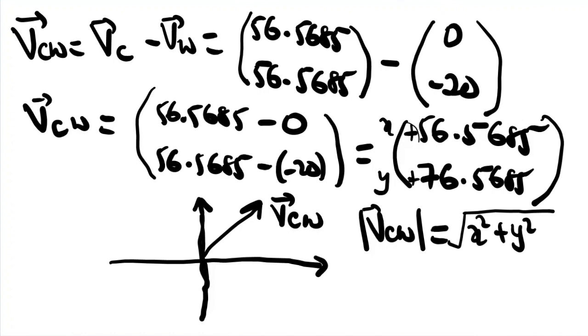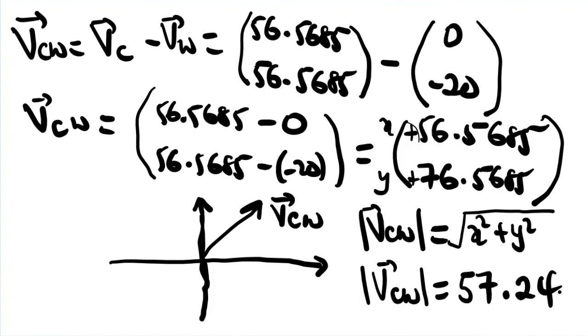Let me put that in the calculator. So I have the square root of 56.5685 squared plus 76.5685 squared. So I have the magnitude of VCW equal to 57.24. What is the unit? Kilometers per hour, right? So it's in kilometers per hour. That's the magnitude, but now we need to find the direction.